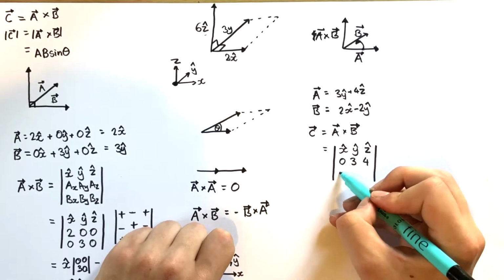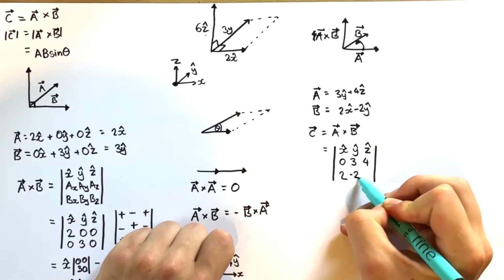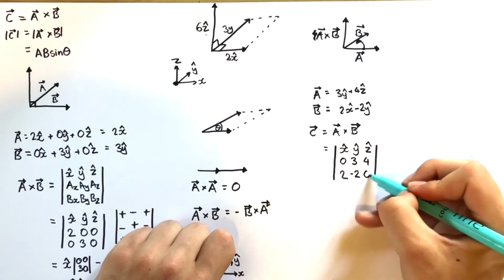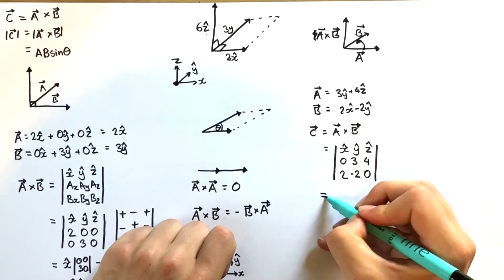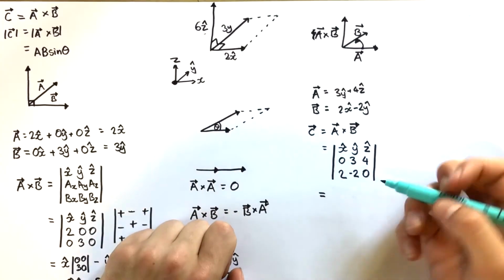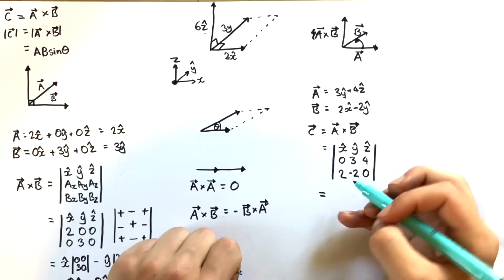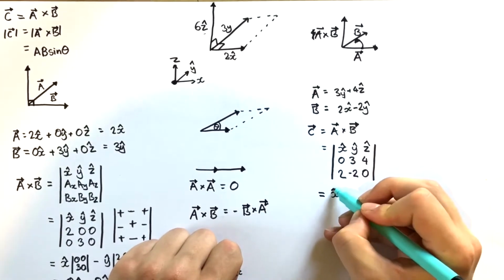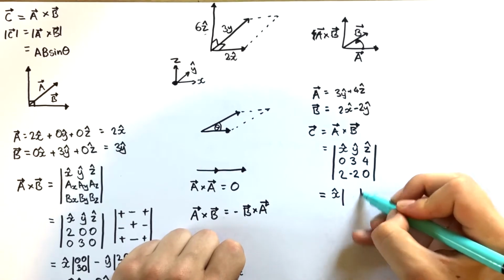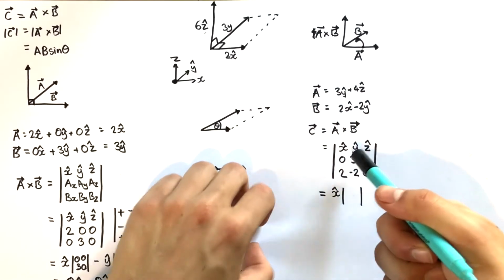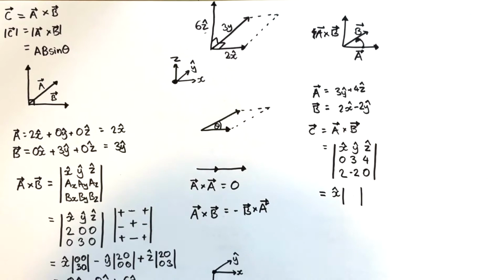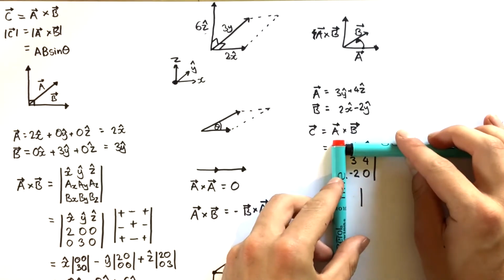And B, we've got 2 in the x hat and a minus 2 in the y hat and nothing in the z hat. So let's do our long-winded, arduous determinant evaluation. So what are we going to end up with? We're going to have x hat multiplied by the determinant formed by the 2 by 2 matrix that is formed by deleting all the elements in the same row and the same column.